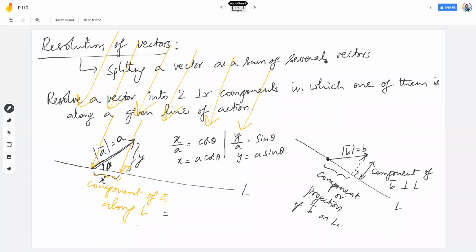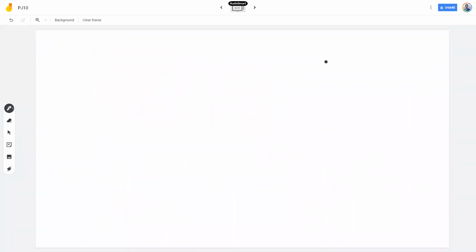If a vector of magnitude A makes an angle theta with a line L, then the component of the vector along the line is given by A cos theta. The component of the vector perpendicular to the line is equal to A sin theta. So if this angle is alpha here, this component will be B cos alpha. This component would be B sin alpha. Now, based on this, I'll ask questions. Please just type the answers in the chat.